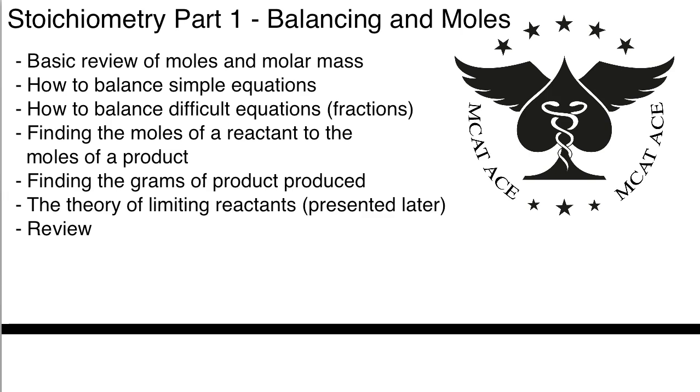And then we're going to take a look at how we can use balanced equations in order to determine moles of one compound and moles of another compound. So in other words, let's say that I start with some compound X and it's going to produce some compound Z. If I know how many moles of X I'm going to put in, then I should know how many moles of Z I'm going to get out.